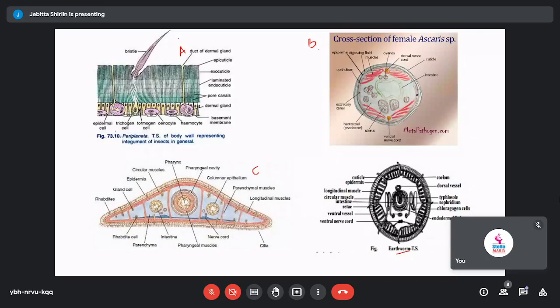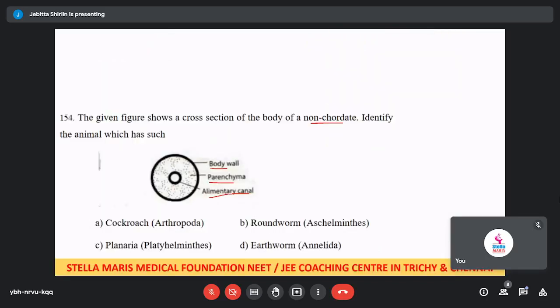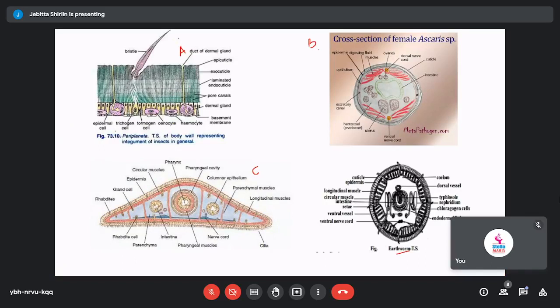Option C seems to be the correct answer, and I'll give you the explanation. I'll go back to the slide. Look at this. You have the parenchymal cells here. What you see here is the parenchymal cell in the middle layer, which is between the body wall and the alimentary canal. Look at the first picture. Can you see parenchymal cells anywhere? And when you look at the body wall of cockroach, it is made up of a hard chitinous exoskeleton outside. It is made up of cuticle. Cuticle is the protective covering that is covering the entire body of cockroach.